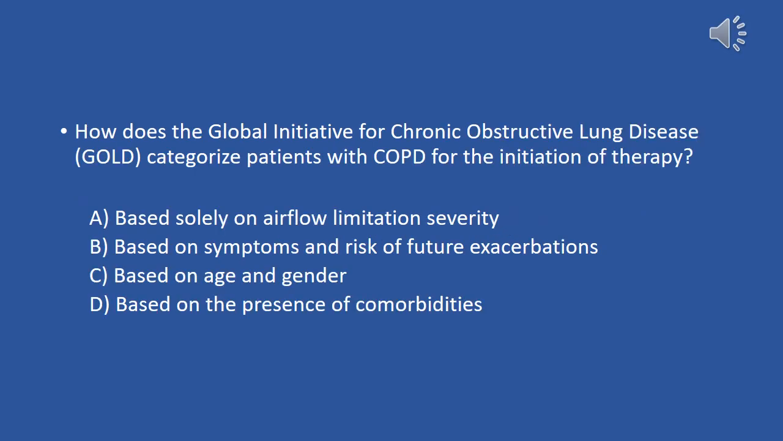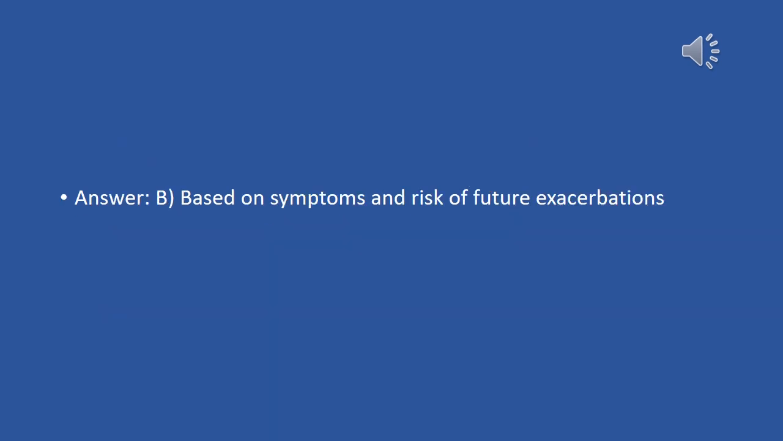How does the Global Initiative for Chronic Obstructive Lung Disease, GOLD, categorize patients with COPD for the initiation of therapy? A. Based solely on airflow limitation severity. B. Based on symptoms and risk of future exacerbations. C. Based on age and gender. D. Based on the presence of comorbidities. Answer: B. Based on symptoms and risk of future exacerbations.